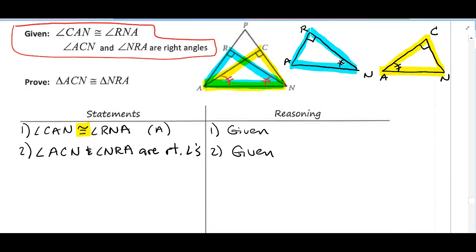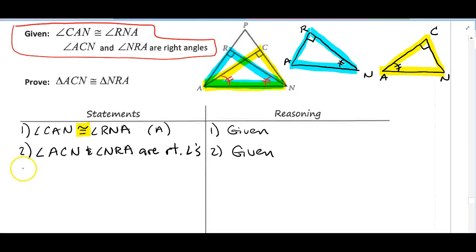Alright, and also I want to draw your attention. You see how these two triangles, they overlap at the bottom. They meet at the bottom. So segment AN is part of both triangles. Alright, so let's keep going. Now we're going to have to make some conclusions based on information that's given or the picture.